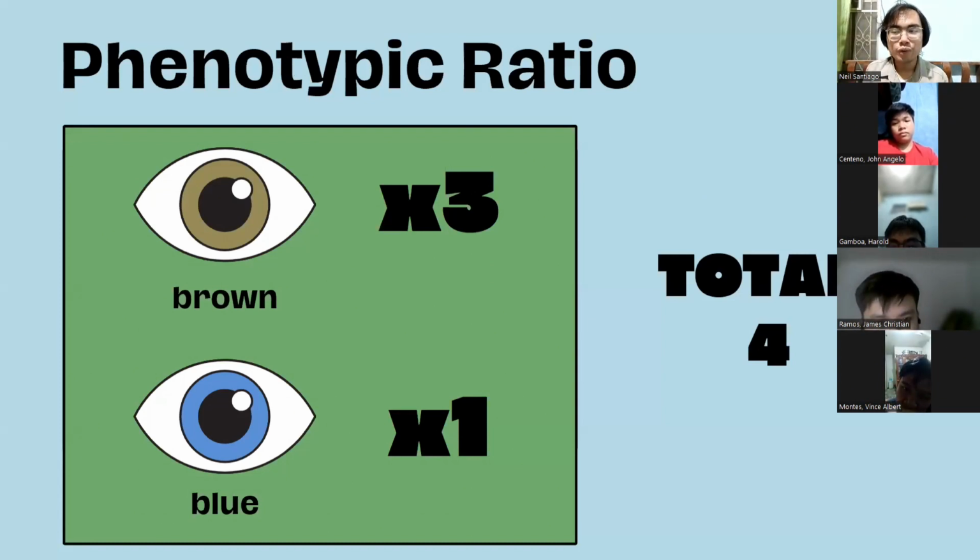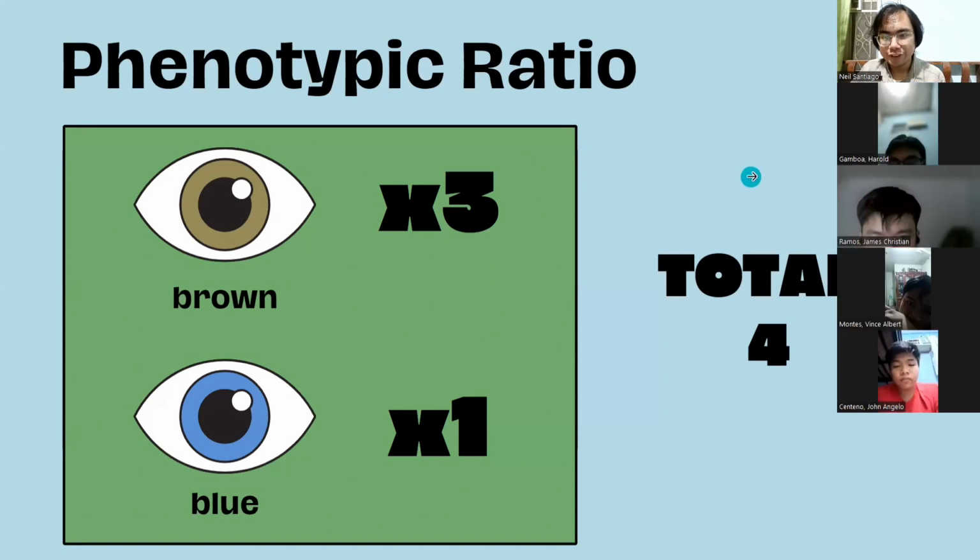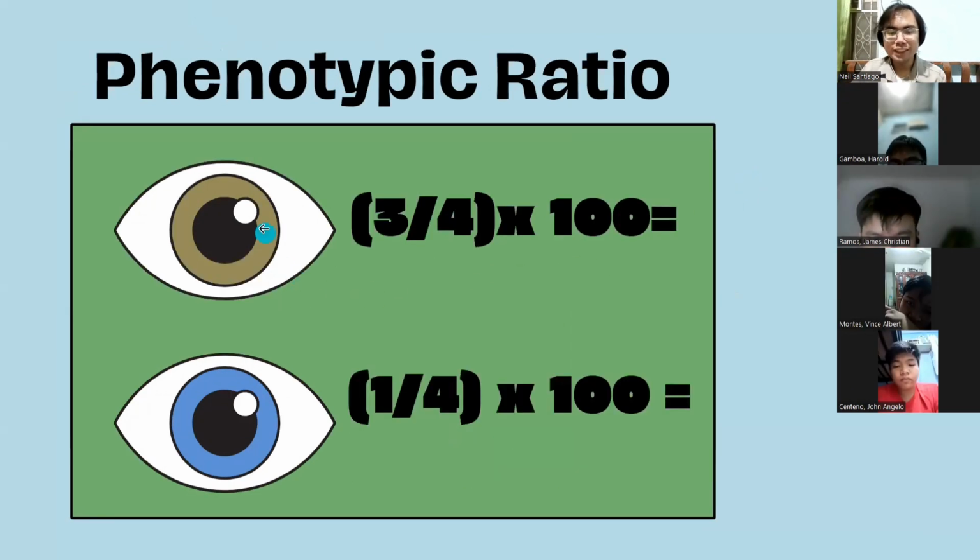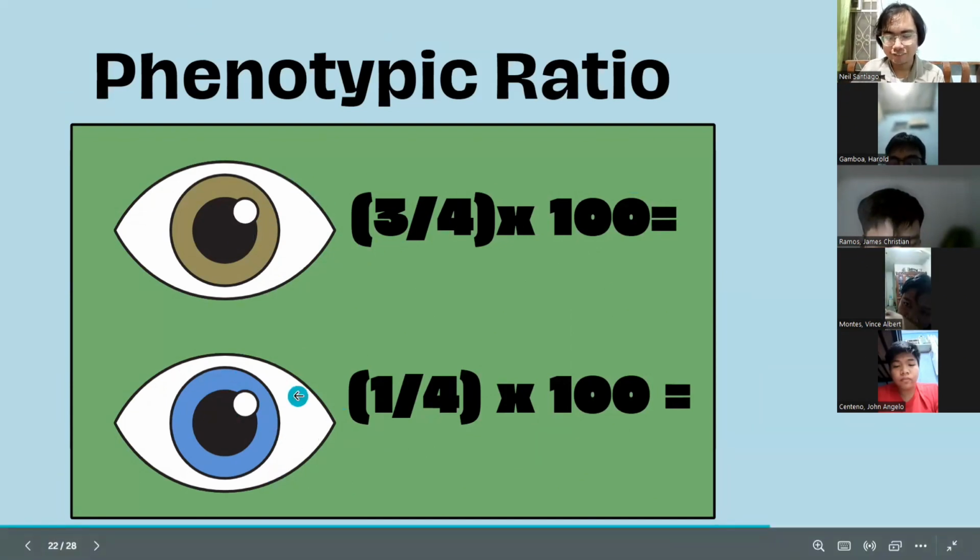So, as you can see, there are only two traits that have been manifested in our problem, brown eyes and blue eyes. To solve for the phenotypic ratio, we must first count how many are present in the problem. We've had 3 brown eyes and 1 blue eye, with a total of 4. To solve for the phenotypic ratio, simply divide the number of the presence of the trait by the total and multiply it by 100. The same goes for both the dominant and the recessive trait.